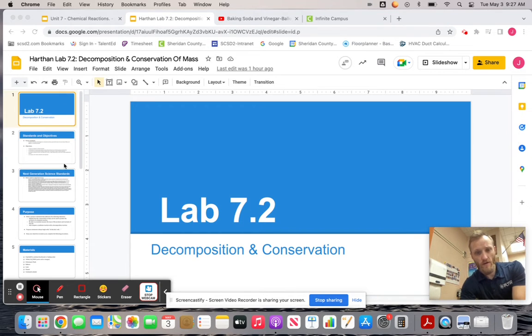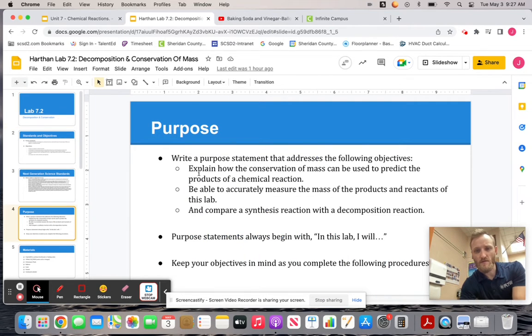So just like normal, go ahead and get our title, lab number, and your name at the top. Make sure we fill in our purpose. So again, it's explaining conservation of mass, where we can predict the products, be able to accurately measure the products and the reactants of this lab, and then compare a synthesis reaction with a decomposition reaction. Remember, synthesis is what we looked at last week when we burned the steel wool or the iron and added oxygen to it, making iron oxide as our product.